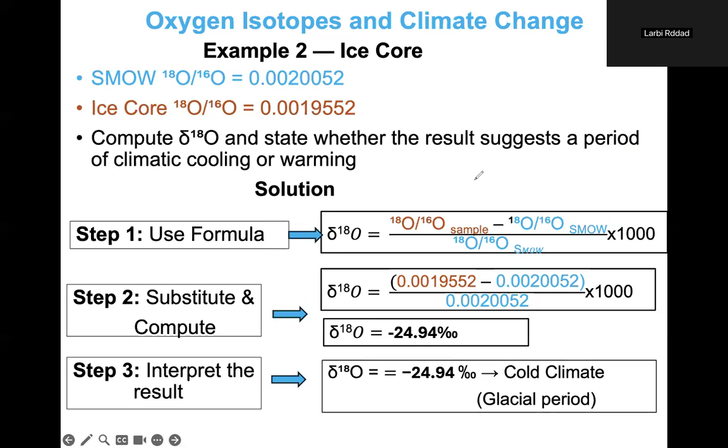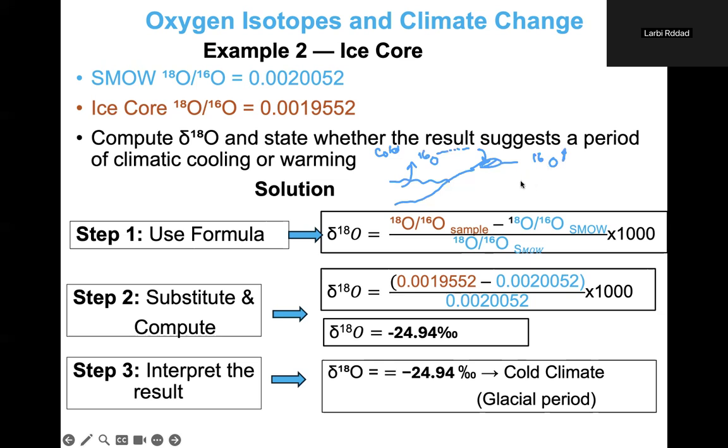So here we have the ocean right here. In cold times, again, O16 evaporates easily. These clouds move all the way here, snow. So we have ice here, and this ice would also have higher O16.